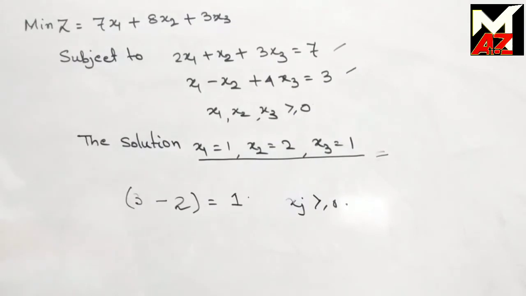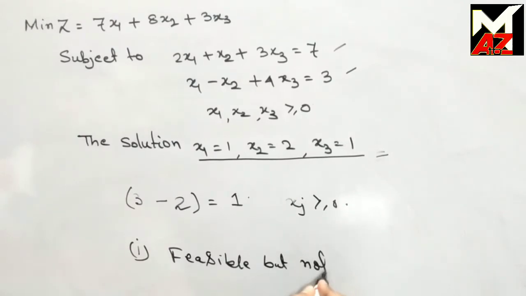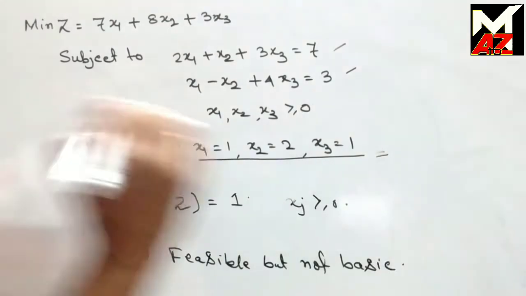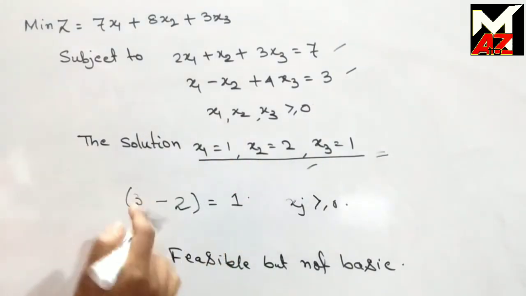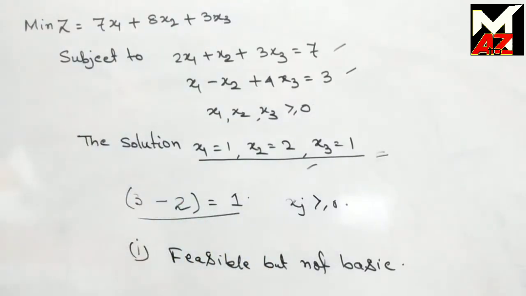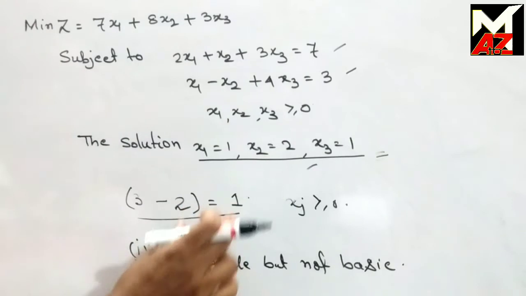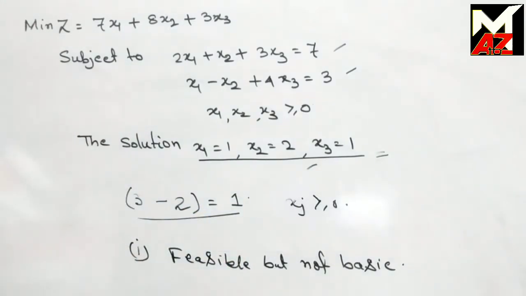So option A, that is option 1, feasible but not basic, is correct. Option 2 is not correct because it says basic but not feasible, but clearly this solution is feasible. Option 3 says feasible as well as basic, but we see that it is not basic, it is feasible but not basic, so the last option is also wrong.